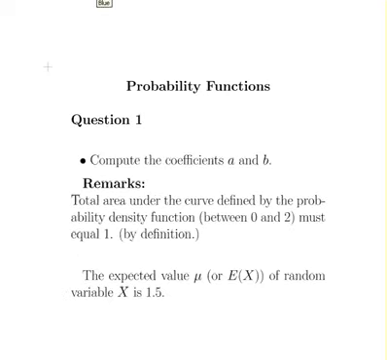Compute the coefficients a and b. There are two important pieces of information we're given. The first is not actually given, it's just inferred in the question, particularly the fact that the limits are 0 and 2. The total area under the curve defined by the probability density function must be equal to 1. Secondly, we're given the clearer piece of information that the expected value mu, or E of x, is 1.5. So we're going to be able to find a and b from these two clues.